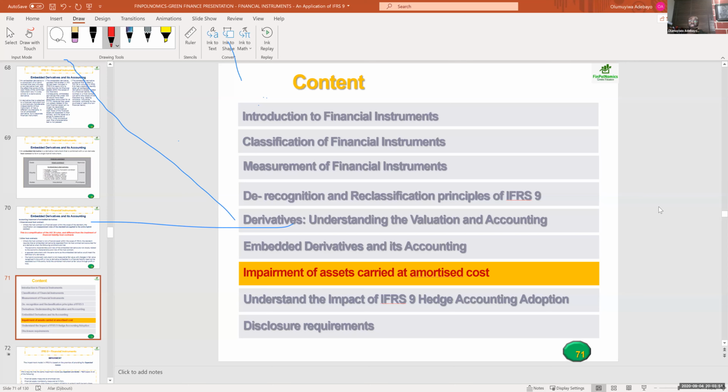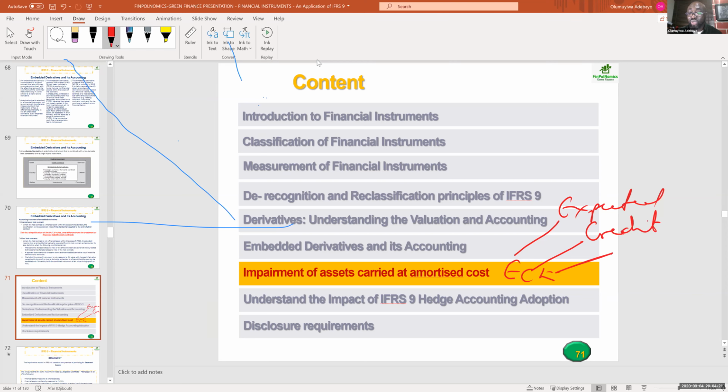Okay, as we also move further, the single model that is adopted by IFRS 9 for carrying out impairment on financial assets is what we call the ECL model. It's what we call the what? ECL model. ECL means expected. C means credit.